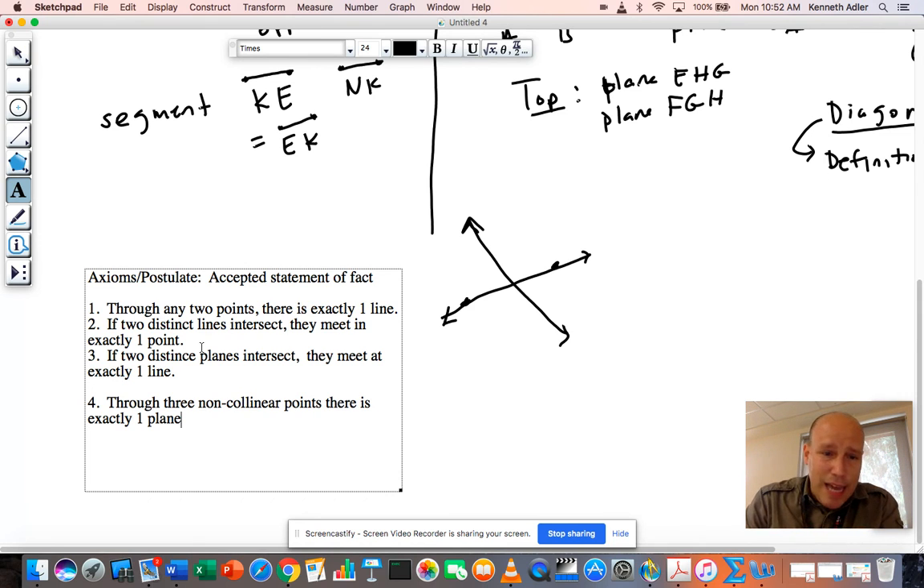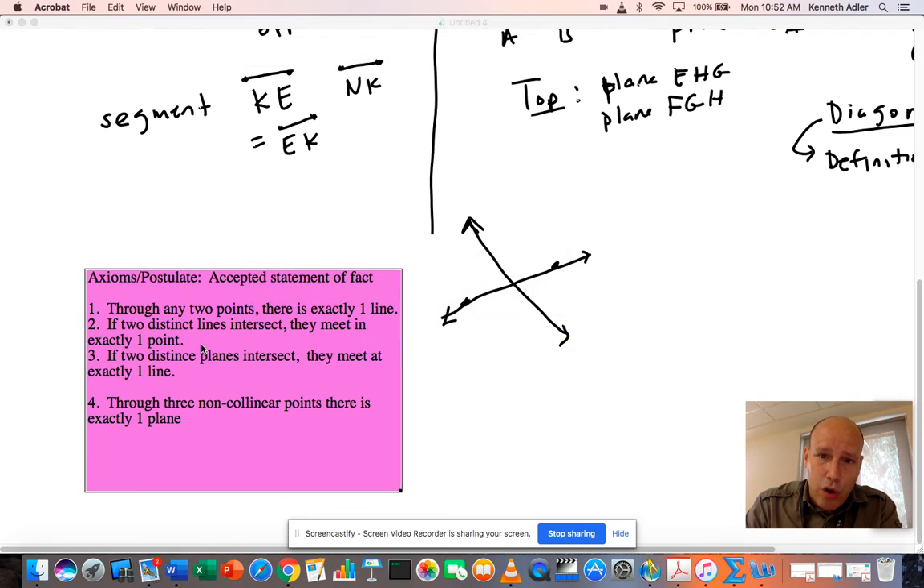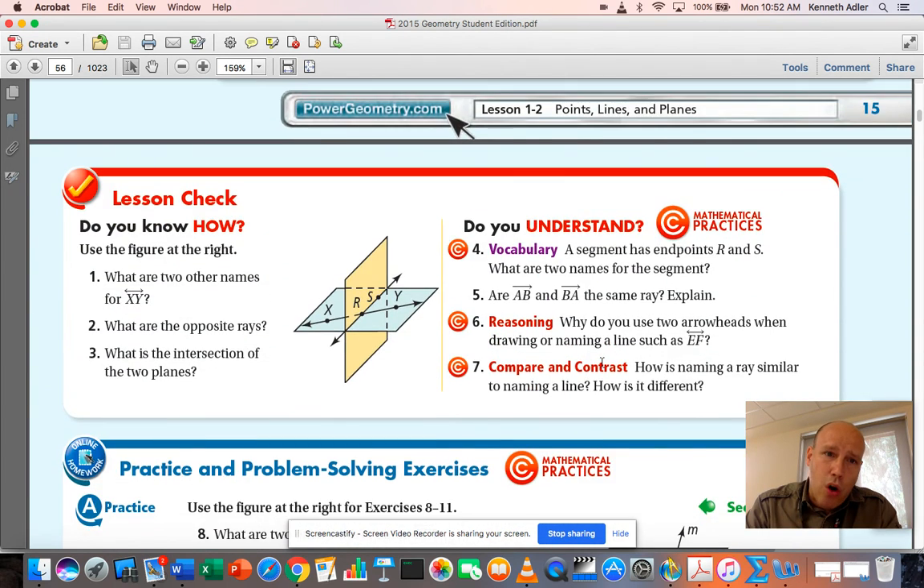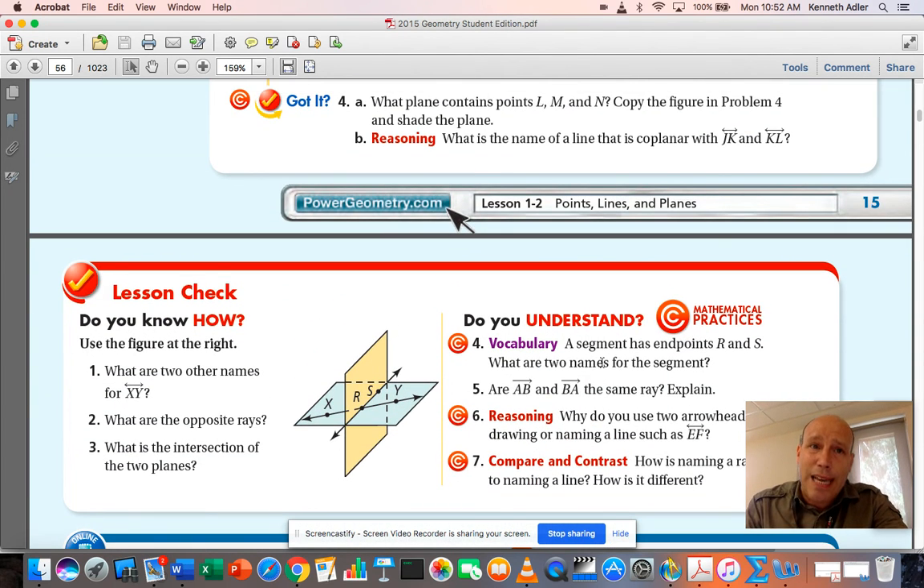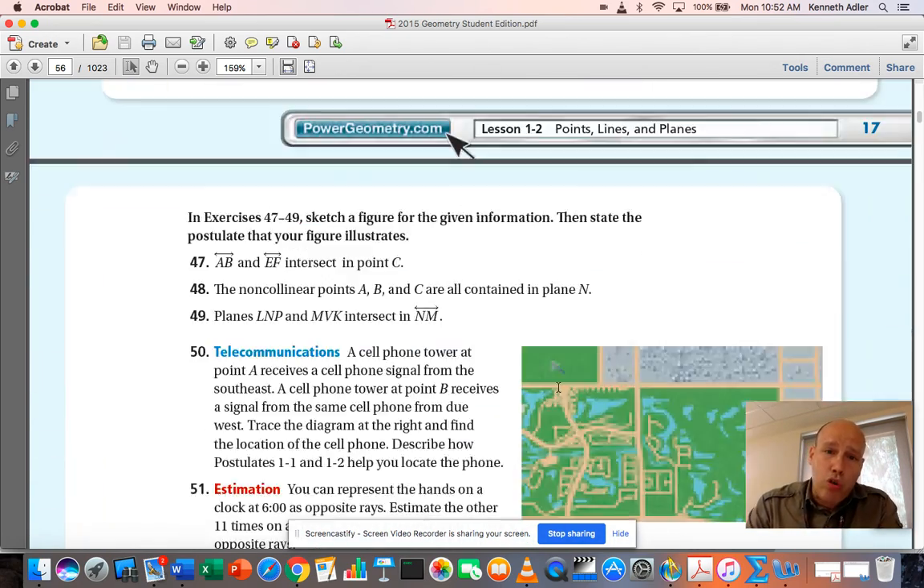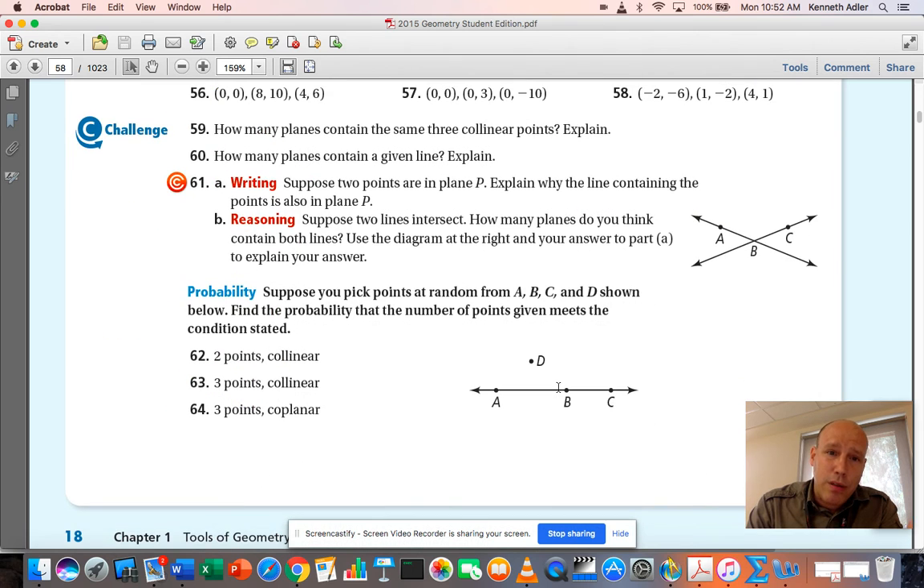That's basically it. You're going to go to your textbook, to page 56 in the PDF, and you're just going to do all the odd problems. The answers are in the back, and I will also want you to do the challenge problems.